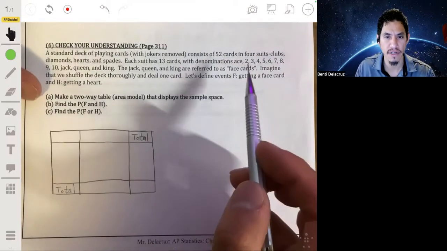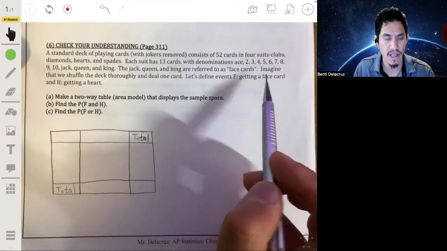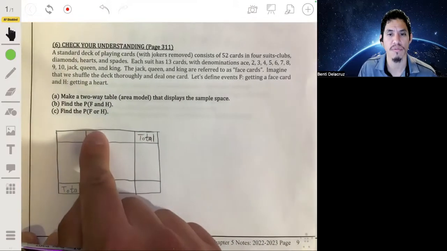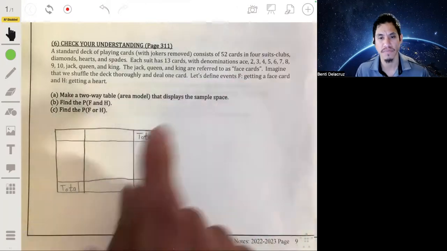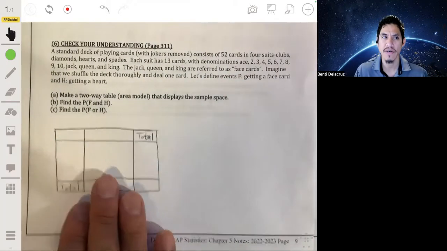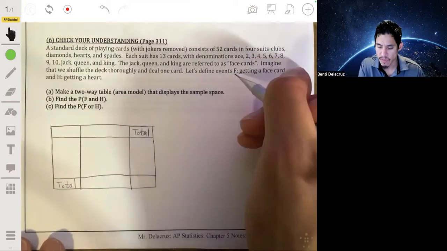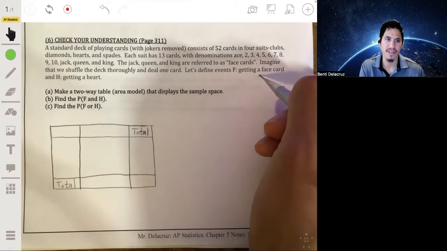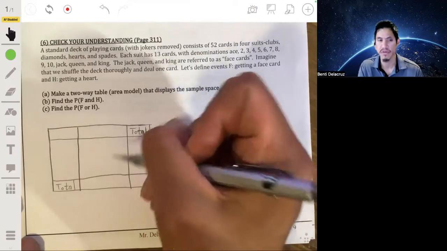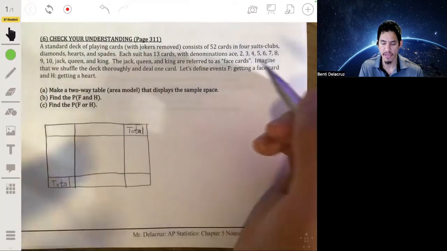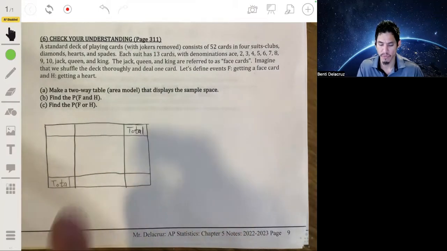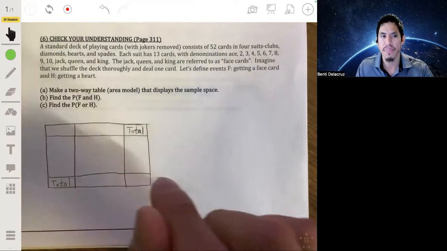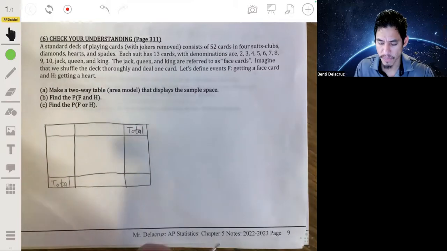Even though it tells you, let's define events F as getting a face card and H as getting a heart, across the columns we're going to represent event F. Now, the way I like to advise you to think about this is, don't think about what face card you can get, because that's going to make your life much more complicated. You'll think, oh, I have to have a column for jacks, one for queens, one for kings. And then I have to decide how I'm going to set this up with the rows. And then the numbers too, what do I do with the numbers? So this is how you do it.